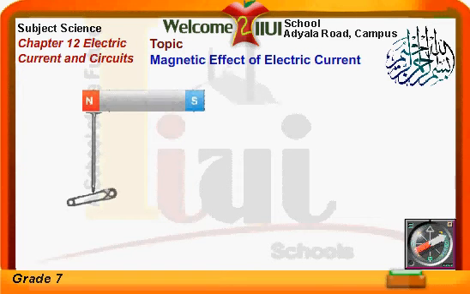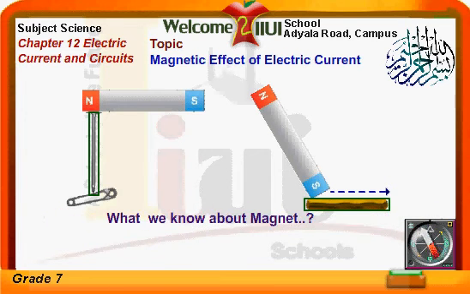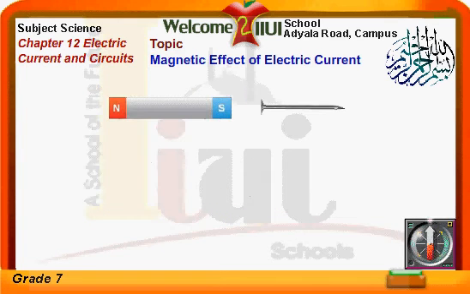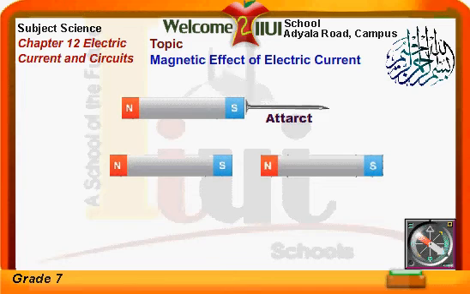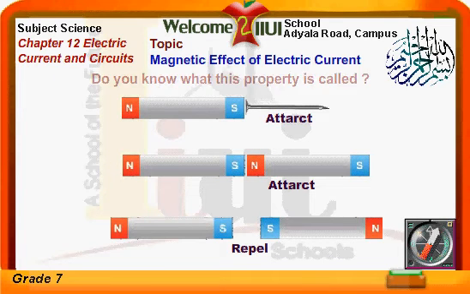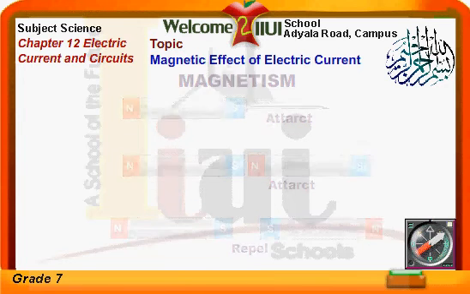Students, we have to see the simple processes to make temporary magnet. We use objects made up of ferromagnetic material such as iron nail and iron bar. Now, the question here is, what do we know about magnets? Yes, we know that magnets attract magnetic objects like iron and attract or repel other magnets. Do you know what this property is called? Yes, this property of magnet of attract or repel is called magnetism.